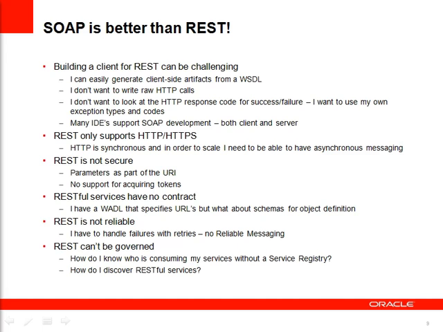In addition, in terms of enterprise level security, REST is not as secure as SOAP, especially if you include parameters as part of the URI. So these are the query parameters, not the path parameters. In addition, there's no support for acquiring tokens for a client-server model, right? Again, we're just putting and deleting resources. Another argument is that REST is not reliable. You have to handle failures with retries, and there's no support for reliable messaging like you'll find in WSRM.